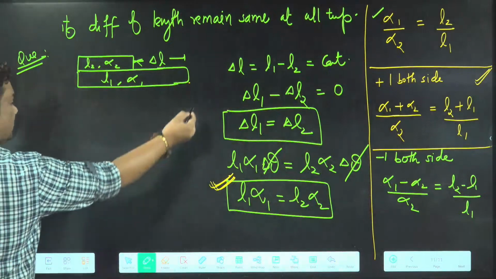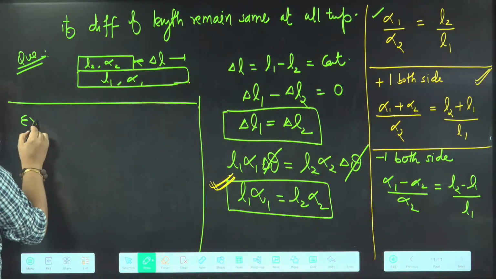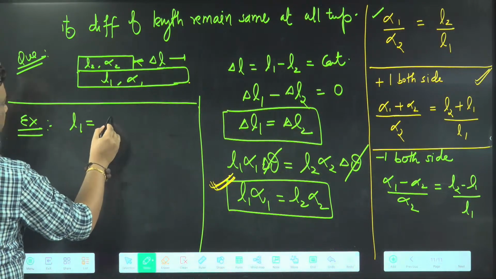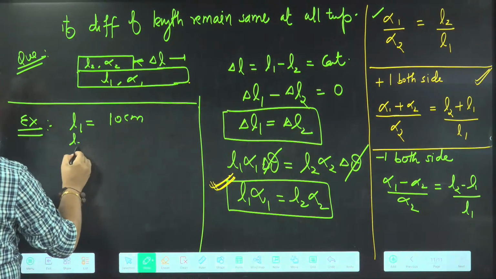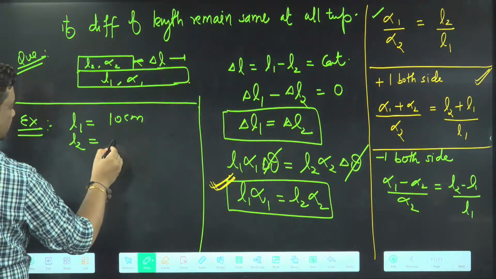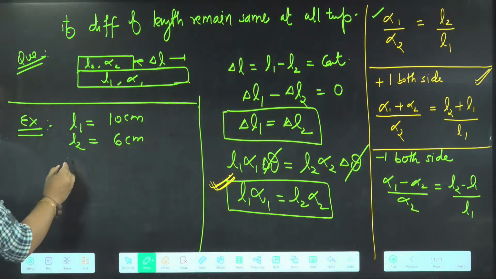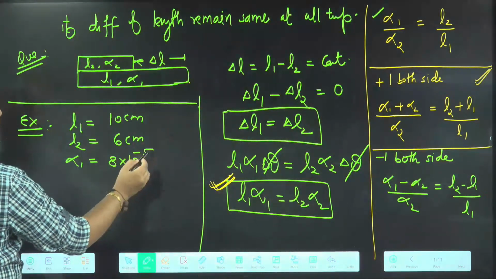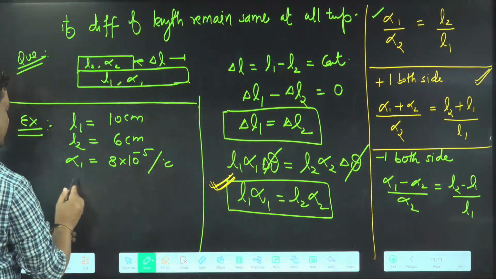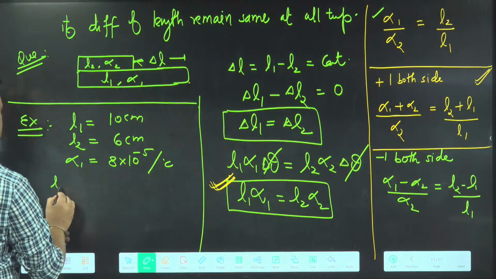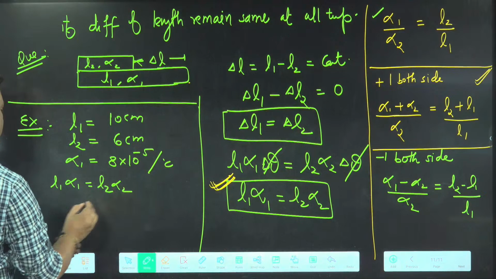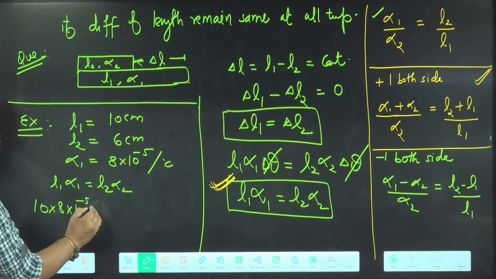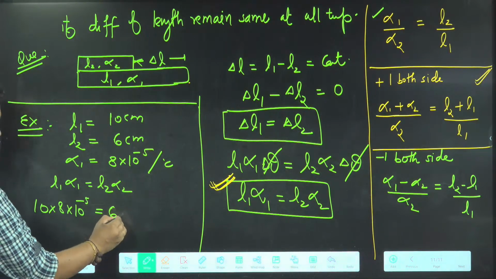One more time they gave a numerical on this. Suppose L1 equal to 10 centimeter, L2 equal to 6 centimeter, and alpha 1 equal to 8 into 10 power minus 5. Find alpha 2. We can use the same relation, L1 alpha 1 equal to L2 alpha 2. L1 is 10, alpha 1 is 8 into 10 power minus 5, equal to L2, which is 6, times alpha 2, which we have to find.